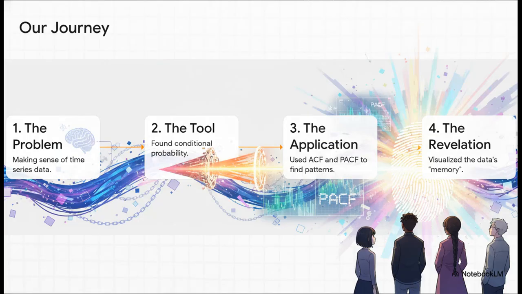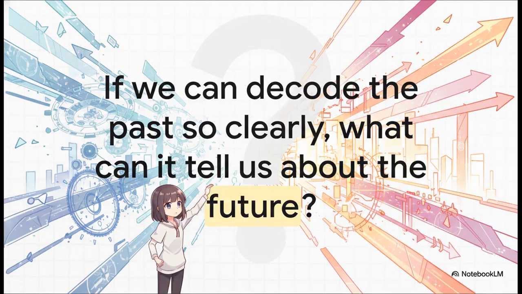So let's just do a quick recap of the journey we took. We started with a problem: how to make sense of this weird data that remembers things. We found our key, which was conditional probability. We used that key to build our tools, the ACF and PACF. And then applying those tools led to the big payoff. We can actually see the data's memory. And all of this leaves us with one last big thought. We've just seen how we can use these echoes and whispers to get a clear picture of the past. And that is the absolute first step towards building models that can predict what's next. So the real question becomes, if we can learn to decode the memory of the past this clearly, what can it truly tell us about the future?